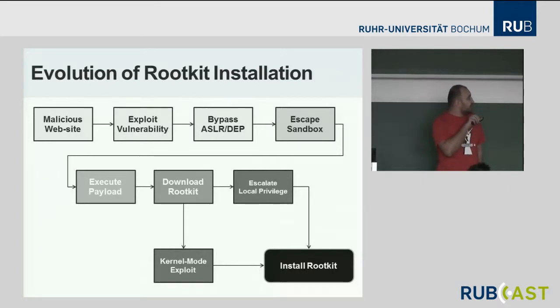All incidents start with a malicious website. Next point, exploitation of a vulnerability, bypassing some security mechanisms like ASLR, DEP and another one, escaping the sandbox, and executing the payload. The main point of this slide is to download or drop the rootkit module, and we have two points of installation. First, escalating the privilege and installing the rootkit driver. And second one, exploitation of a kernel mode vulnerability and installing the rootkit driver directly.